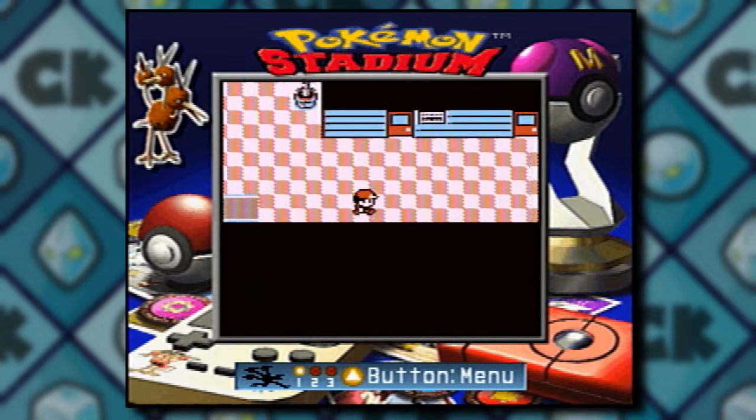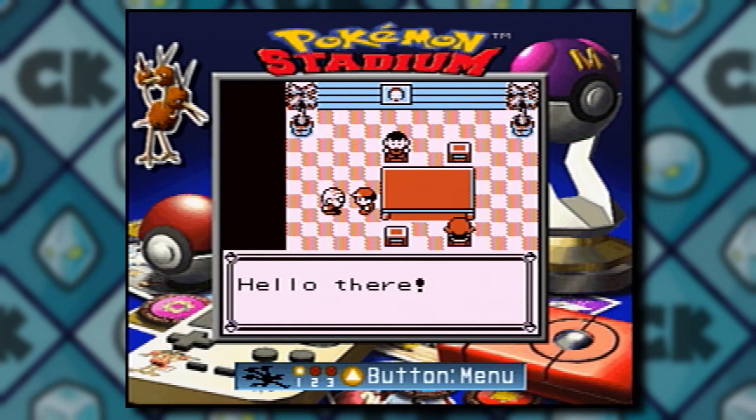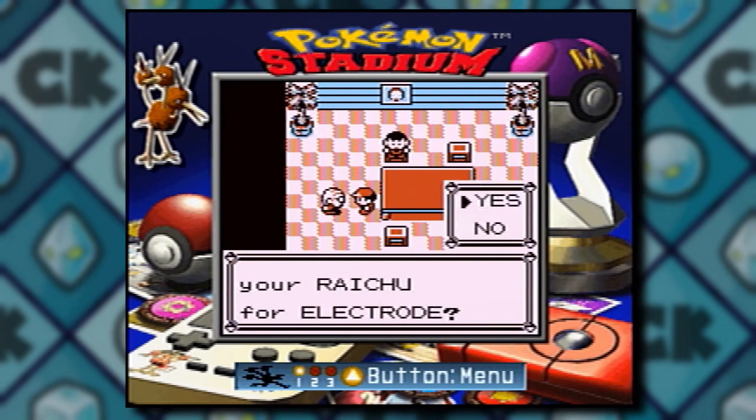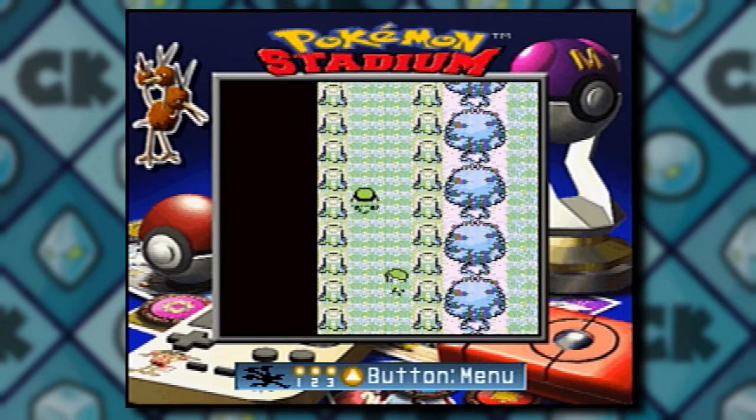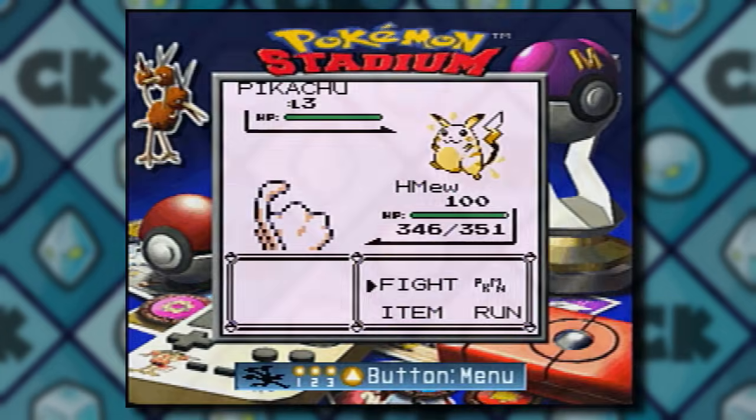For Electrode, there's a trade in the Pokemon Lab for Red, Blue, and Green versions, and all you need is a Raichu. That means that you can not only get this Electrode at level 15, it means you can get one as low as level 3.